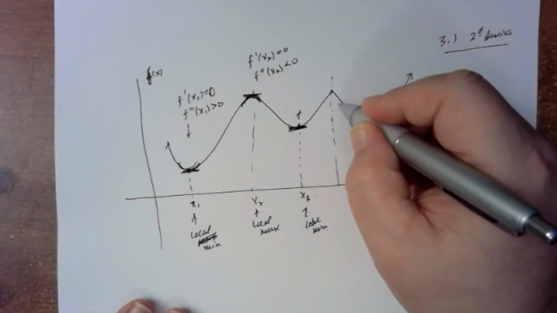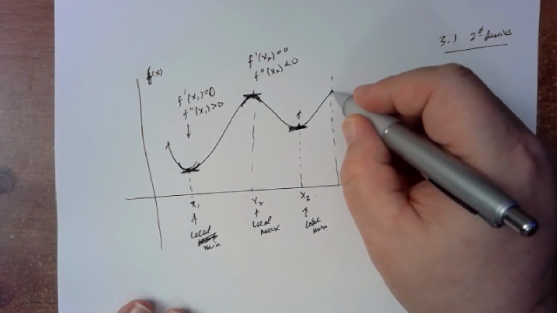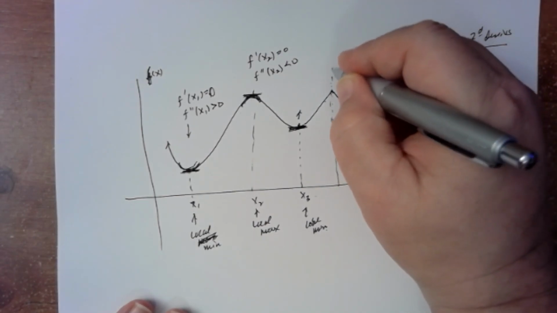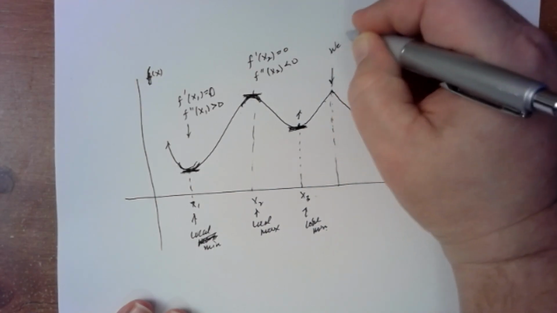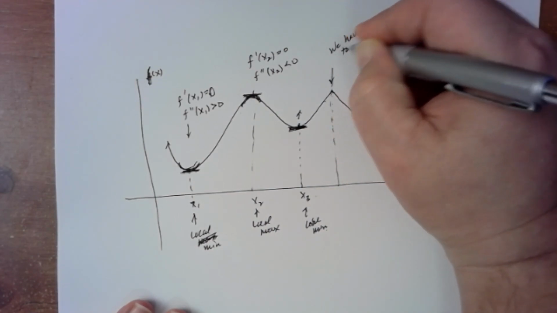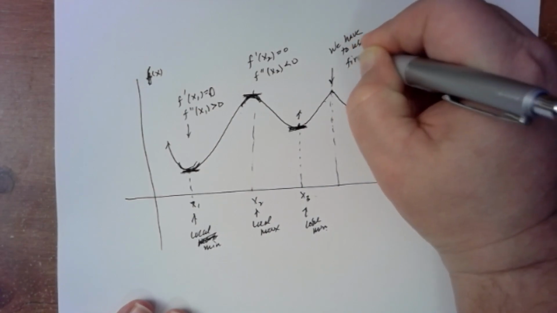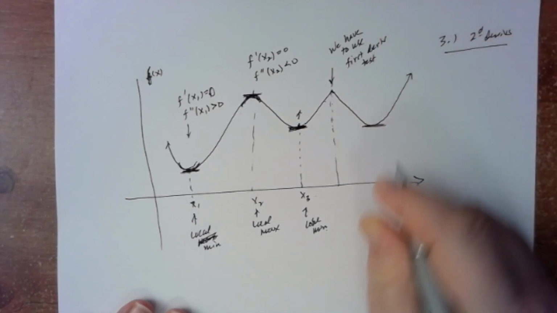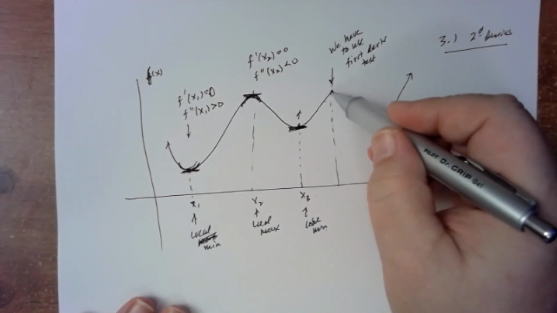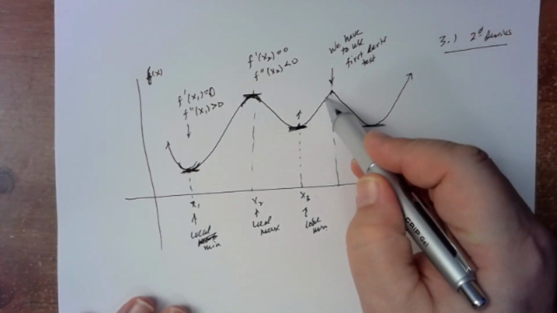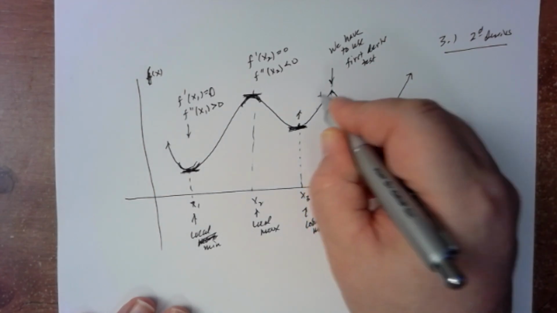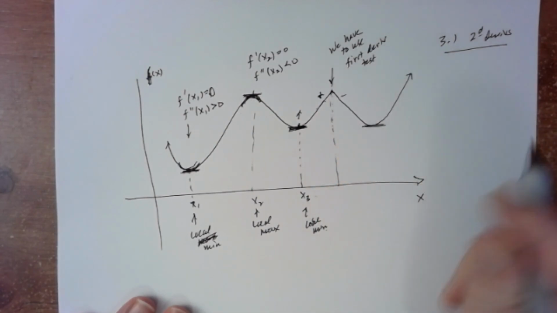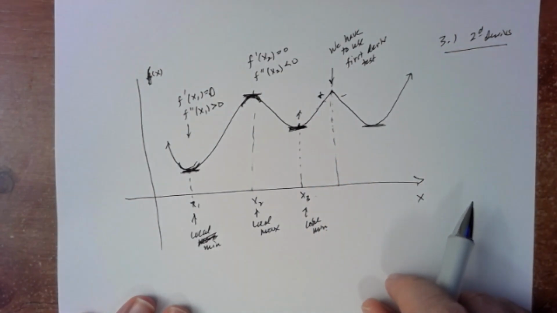the second derivative is not going to help us here because our first derivative does not exist here. And so here you would have to use the first derivative test. Again, the first derivative does not exist here, but the first derivative does change from positive to negative here. So that's how I would know that there's a local maximum there.